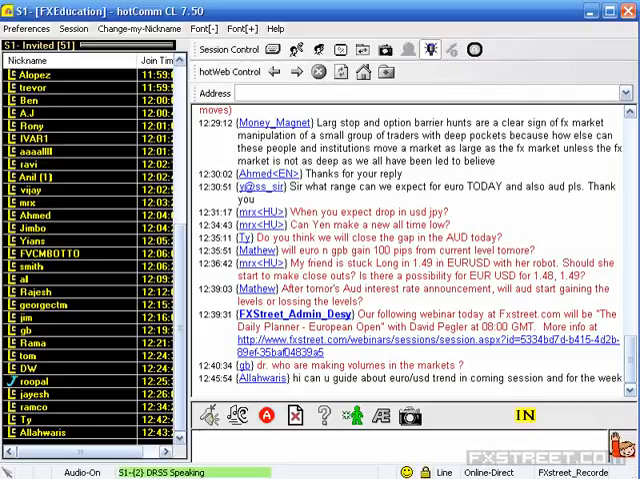Matthew asks, after the Australia interest rate announcement, will the Australian dollar start gaining levels or losing levels? See, I do not want to comment on whether there will be an interest rate rise, decrease, or no change. But I can tell you, the Australian dollar is expected to drop. And use that as a trigger.